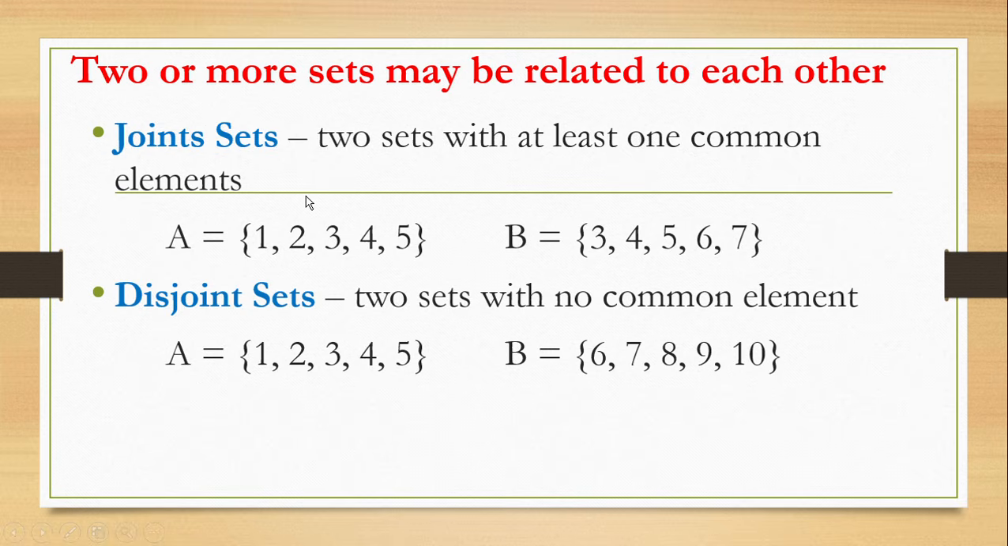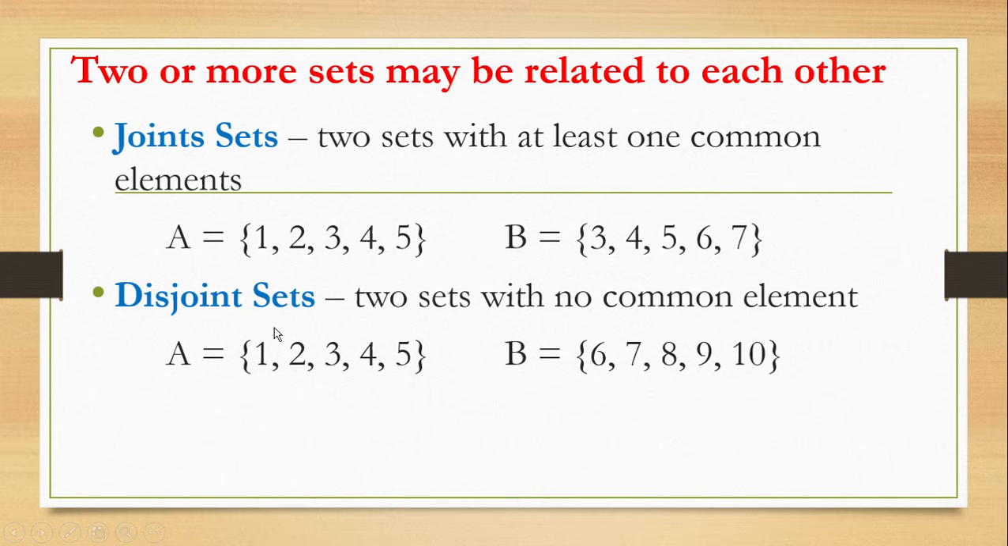Paano naman ito joint set? Two sets with at least one common element. So, check nga natin. Sa A, we have 1, 2, 3, 4, 5. Sa B, 3, 4, 5, 6, 7. Meron, di ba? Oh, 3, 4, 5, 3, 4, 5. Oo, di ba? Meron siya. O, kaya sa sinasabing joint sets, at least meron two sets with at least one common. Eh, dito tatlo: 3, 4, 5.